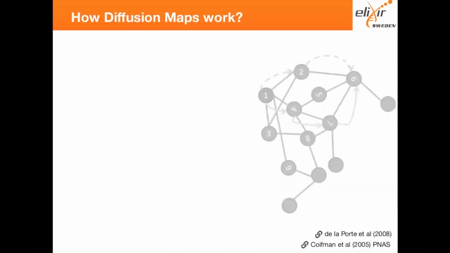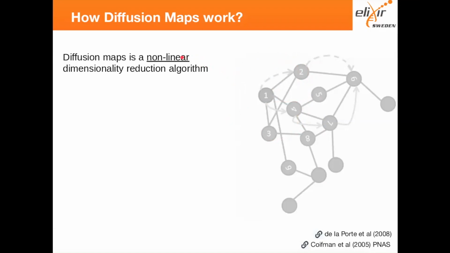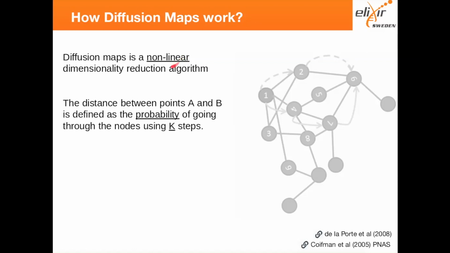So diffusion maps: let's imagine that you have some cells and they are connected based on the neighborhood that you have in here. Diffusion maps is also a non-linear dimensionality reduction method, and it's based more on probabilities. It calculates the probability of getting between 2 points, let's say A and B, which is defined by the probability of going to that node.